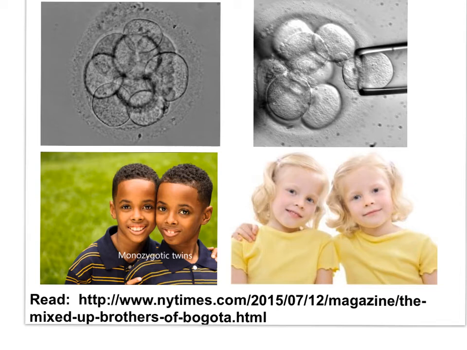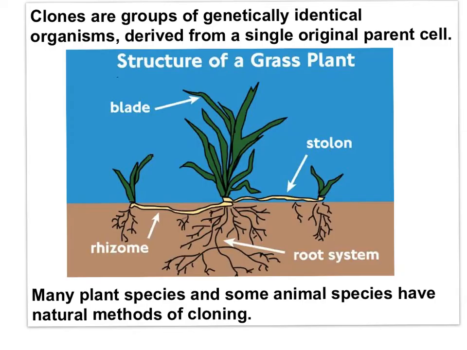The 2 pairs of identical twins in the lower photographs are clones. These 2 boys were derived from a single original parent cell, and these 2 girls were derived from a single original parent cell. Many plant species and some animal species have natural methods of cloning. Many species of plants, as you can see in this diagram, can grow shoots, stolons, or rhizomes that produce genetically identical plants.